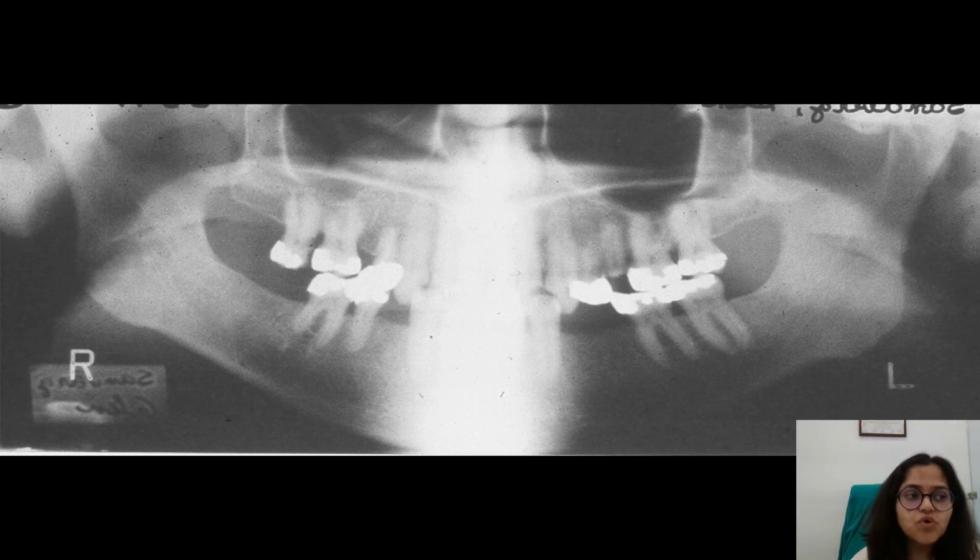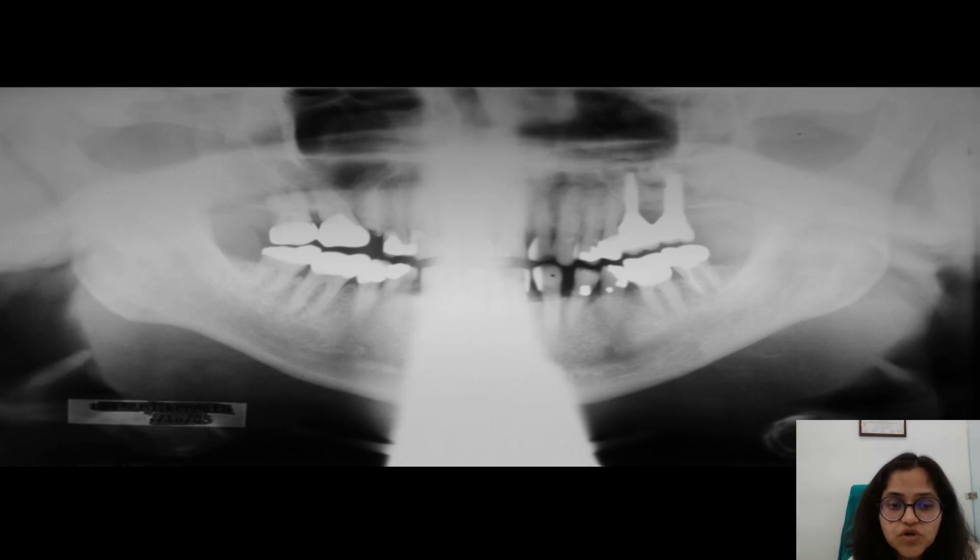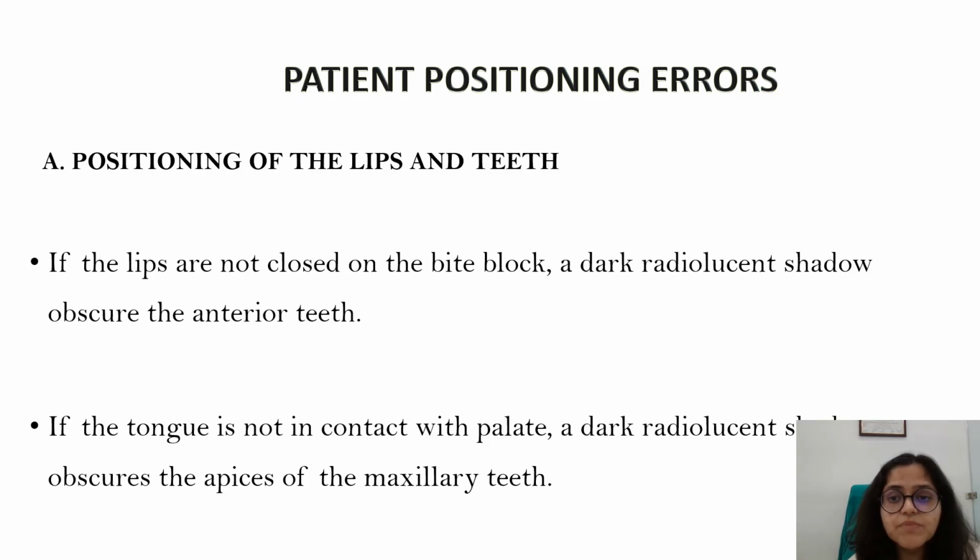Next is this OPG, which is depicting the shadow of the vertebral column. Then the shadow of the lead apron. This is the shadow of the lead apron. Then there are some patient positioning errors also.